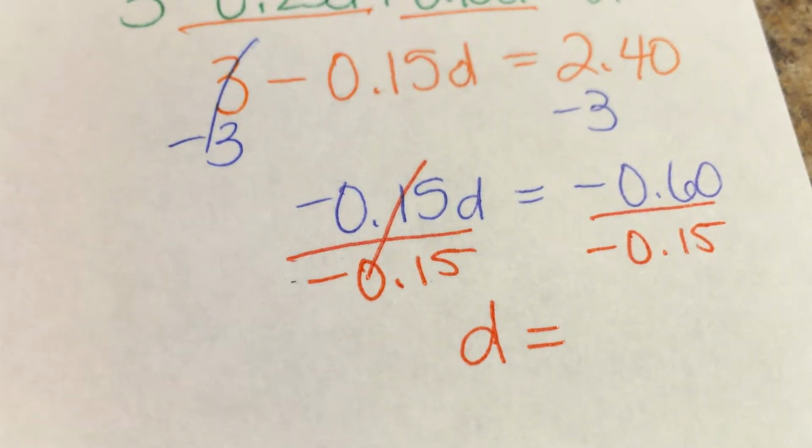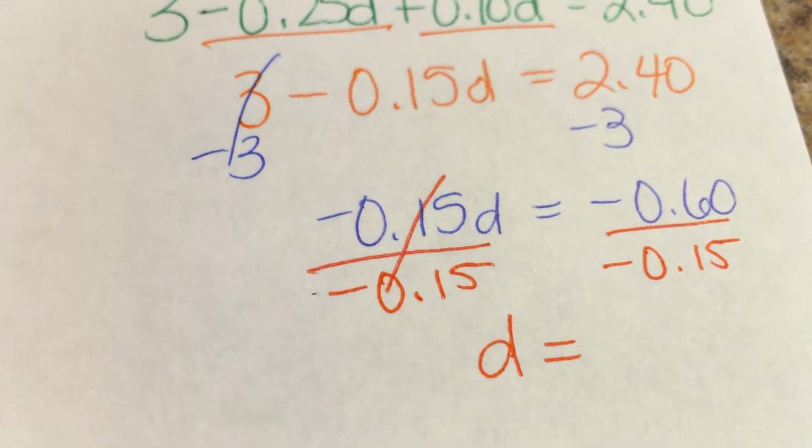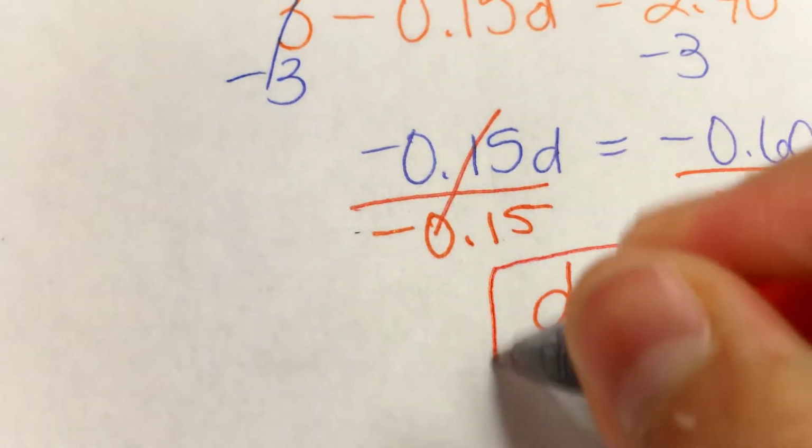It should be a positive because we have to have a positive amount of coins. There's no such thing as having a negative amount of coins. So that should give you 4. So that means it's 4 dimes.